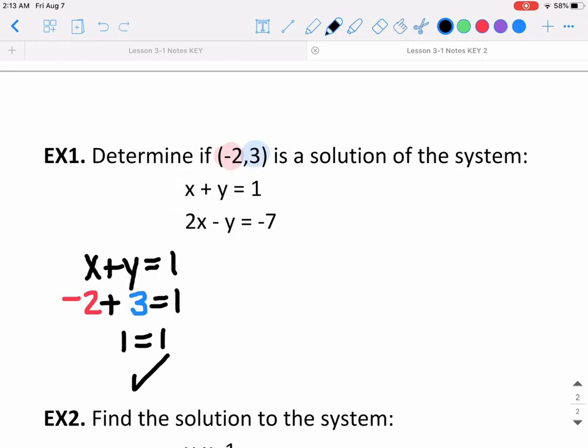For the second equation, 2x minus y is equal to negative 7. I'm just plugging in these points to check that they work. So I'm just going to rewrite this.